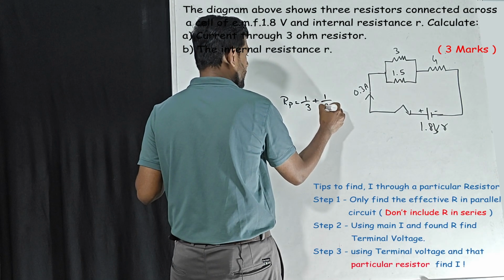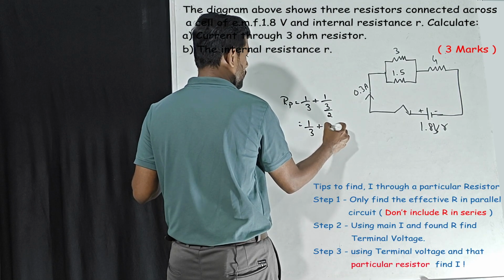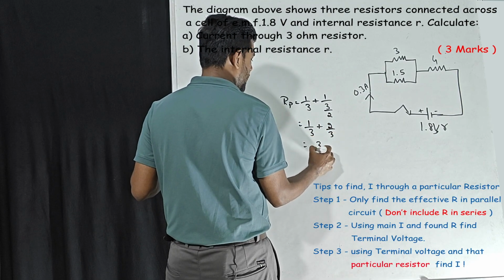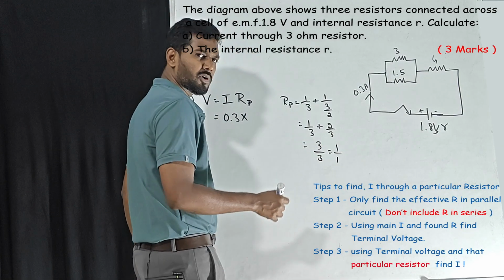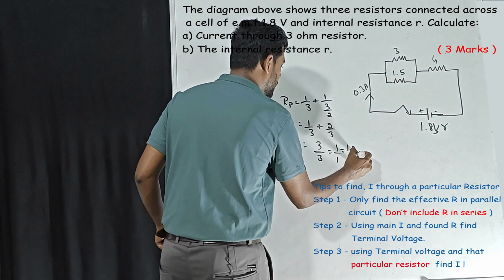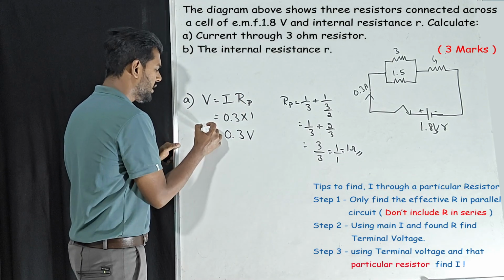1 by 3 by 2, right? So it becomes 1 by 3 plus 2 by 3, so it is 3 by 3, that is 1. If you take 1, that is 1 by 1. If you take the reciprocal again, it becomes 1 ohm only. So what is the Rp value? 1 ohm. So terminal voltage is 0.3 volts.